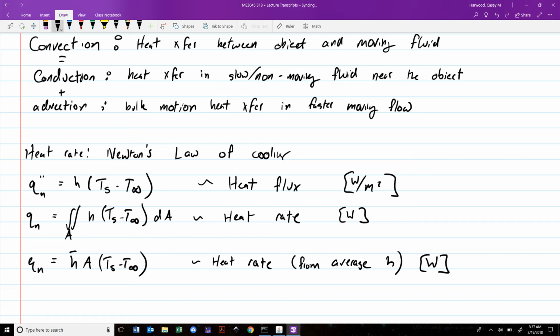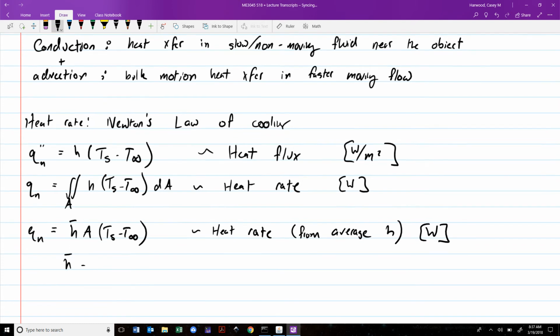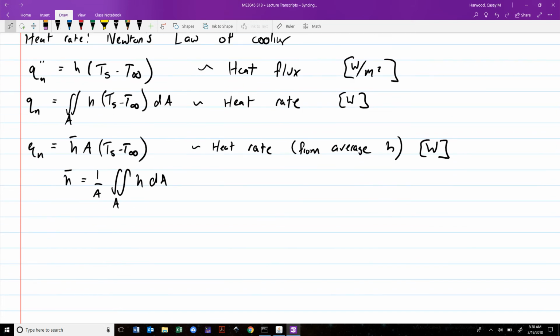So the question, and what our task boils down to in this chapter, is figuring out h, and in some cases h bar, where h bar is equal to 1 over A times the integral over the surface area of h dA. So that itself also boils down to finding h. So our goal is pretty single-minded in this chapter. What is the convection heat transfer coefficient, h? We call this our driving question.